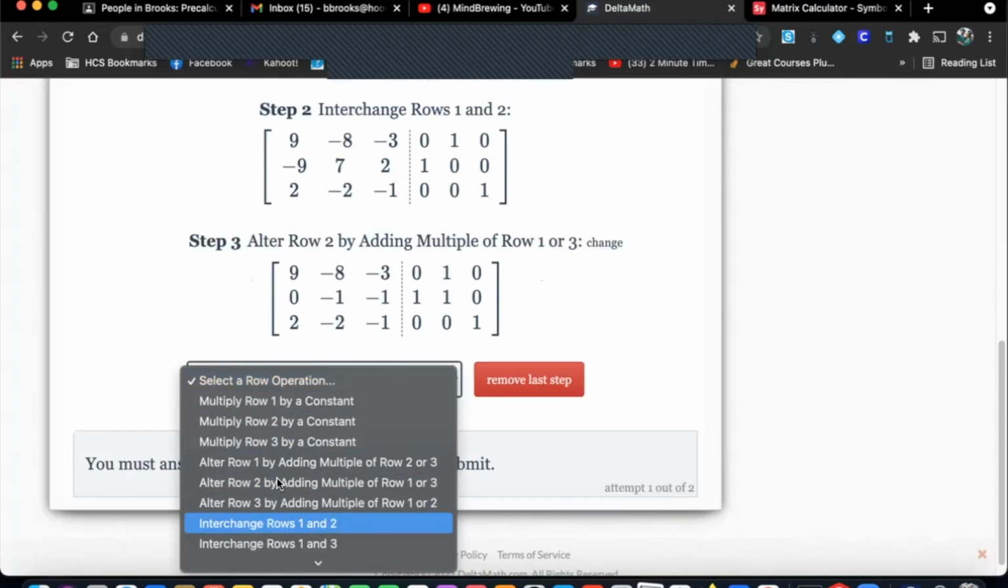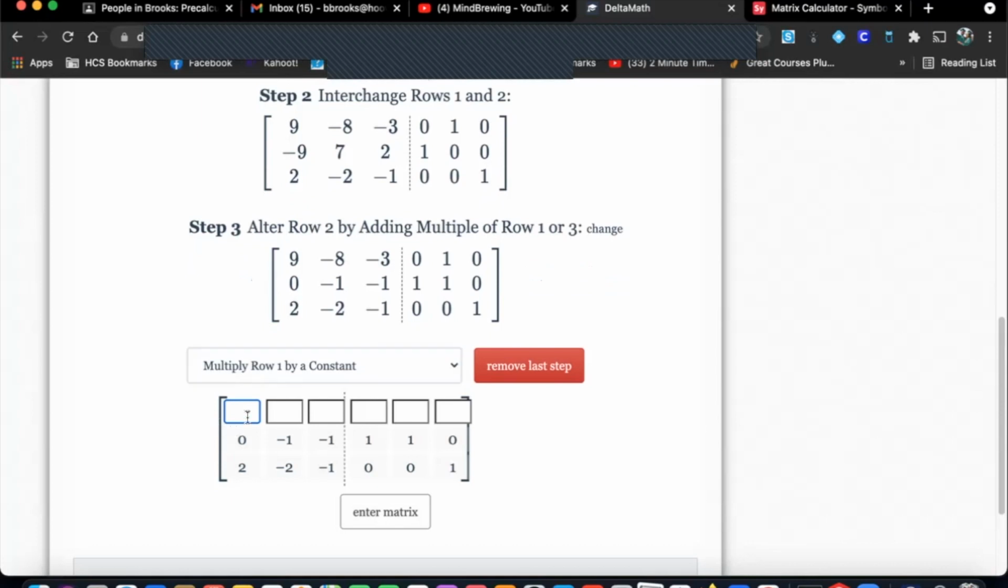So let's see. I want to multiply row 1 by a constant. This is now going to give me 1, -8/9. Yeah, I don't see a way around it really. -3/9, which is -1/3. 0, 1/9, and 0. All right.